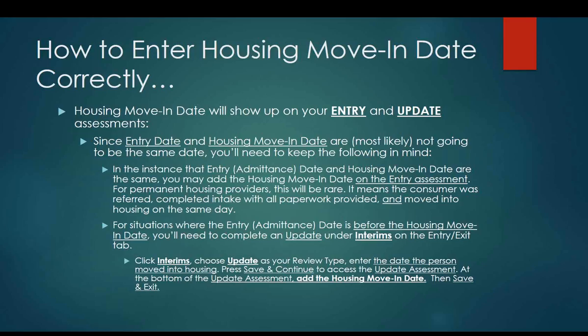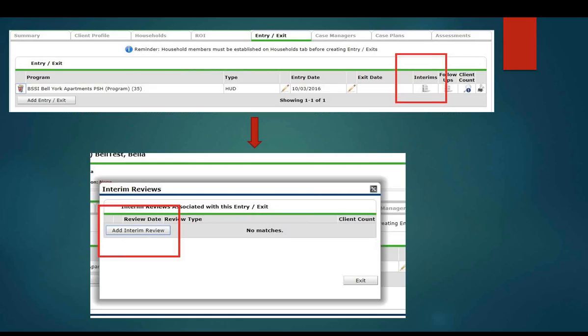And at the bottom of the update assessment, you'll type the housing move-in date, which is 9/20/2017, and you'll save and exit. So what that looks like in HMIS is you will find your program. I used York Apartments with Bell Socialization as my example here.